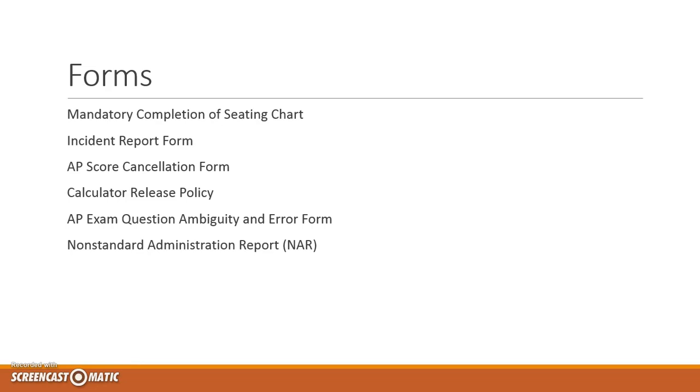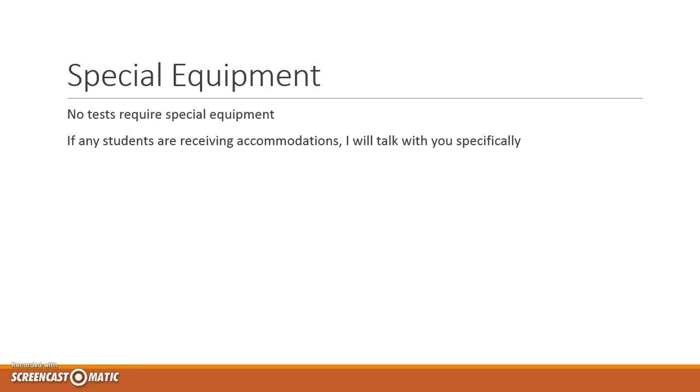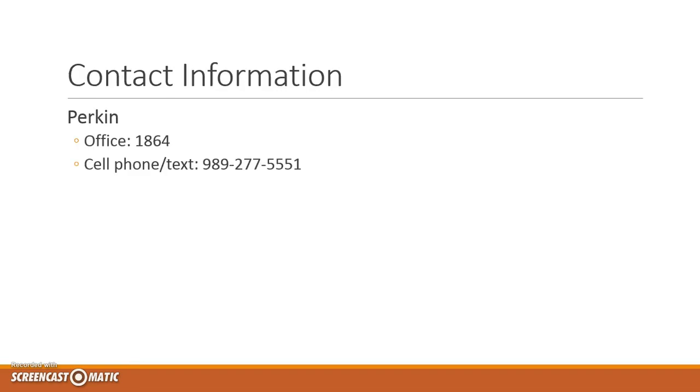If a student refuses accommodations and is not 18 years old, he or she must have a letter from parents agreeing to this. This year, we are not offering any AP tests that require special equipment. If any student receiving accommodations requires special equipment, I will speak with the proctors of those exams specifically. If you need to get in touch with me, either before or during the administration, my contact information is on the screen.